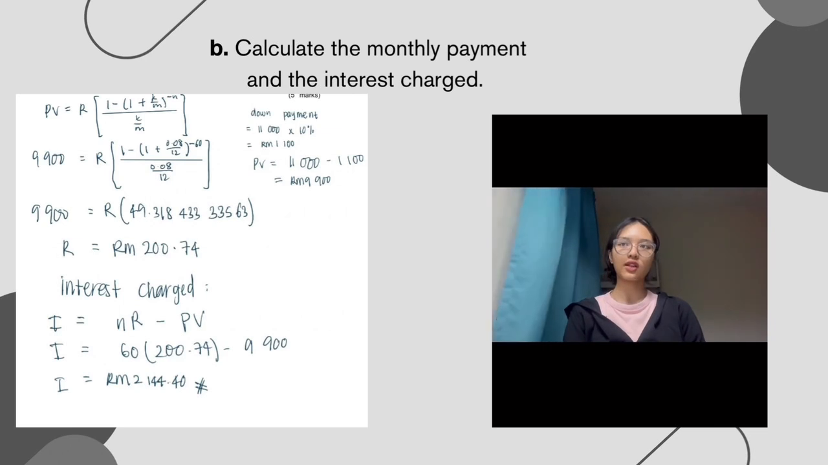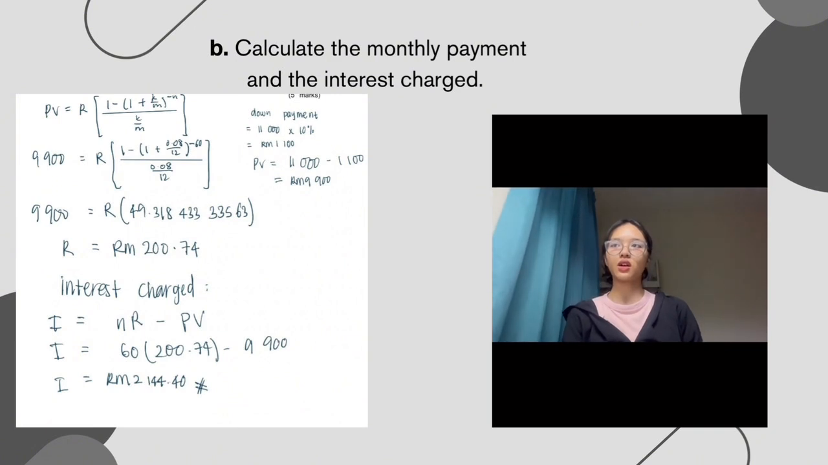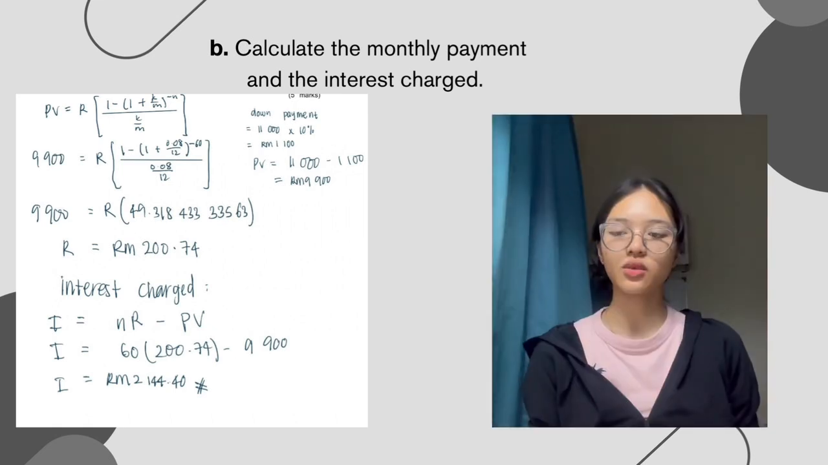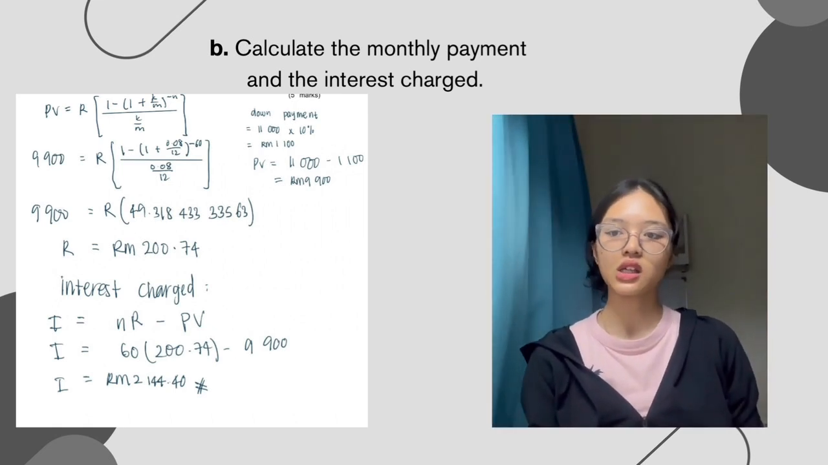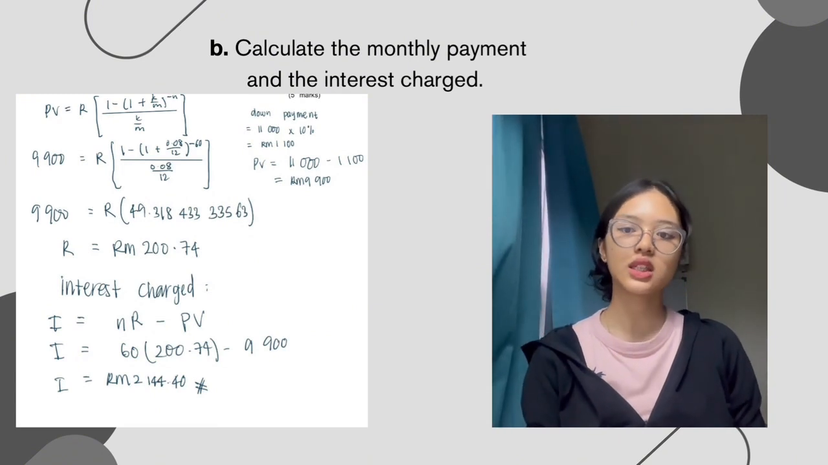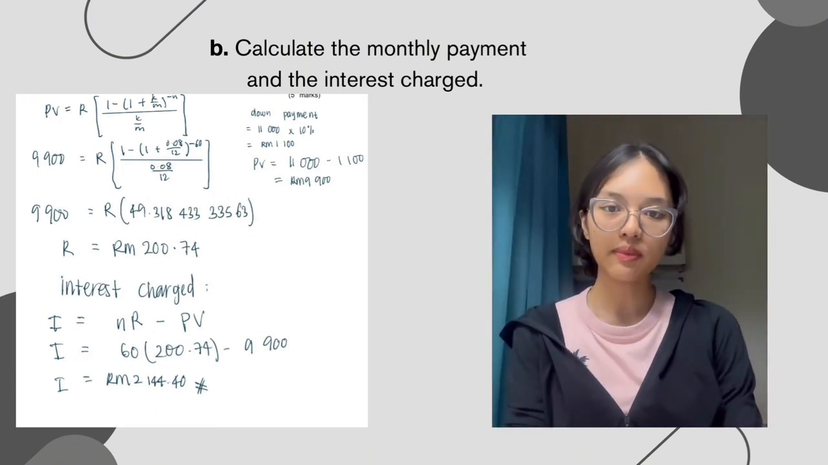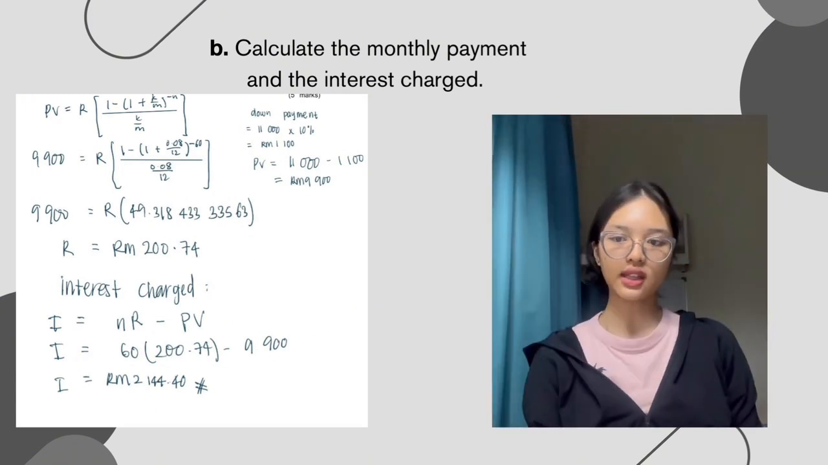First, we need to find the down payment. 11,000 is the present value times 10% down payment, and the answer will be 1,100. We need to find the amount without the down payment. PV equal to 11,000 minus 1,100, and the answer will be 9,900. We are going to use present value formula in order to get monthly payment. R is periodic payments, K is nominal interest rate, M is for frequency of conversions, N is number of payments.